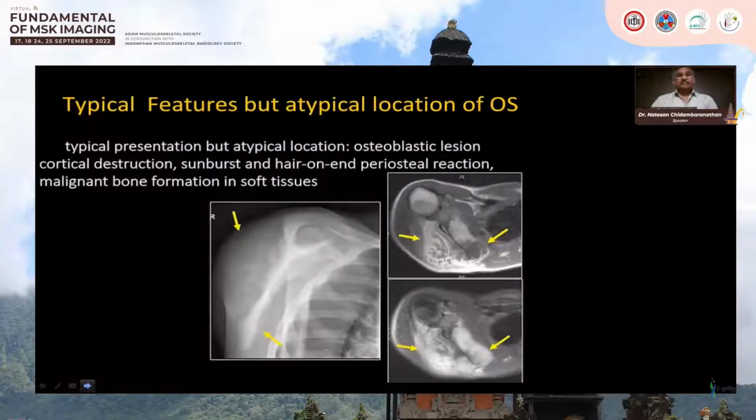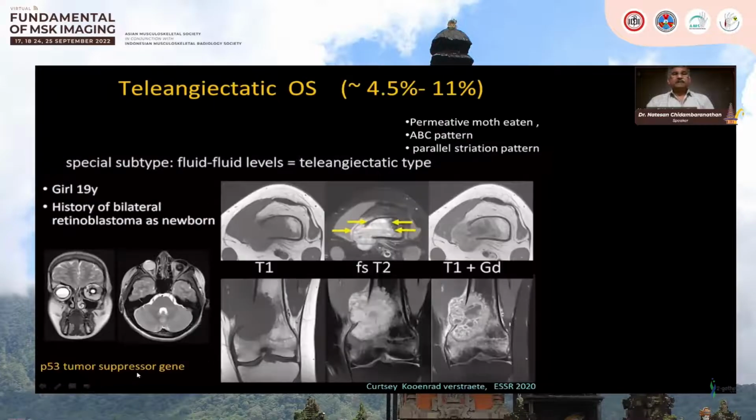The typical feature of osteosarcoma in an atypical location is quite slightly variable. It can occur in an atypical location, like a flat bone, and can have that hair-on-end appearance or sunburst appearance. There will be a slightly different type of periosteal reaction with the large soft tissue mass. It can be slightly different from the conventional osteosarcomas.